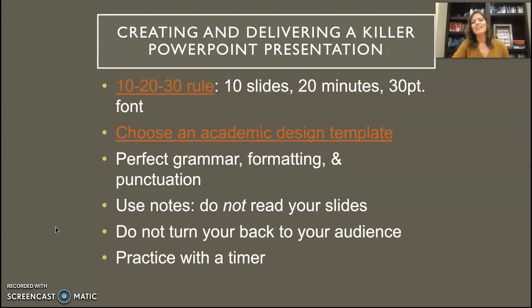Practice with a timer, especially so that you know how much time you're allotting to each portion of your presentation. Remember, you don't want to gloss over this stuff in the beginning, but you don't want to spend a ton of time there. Once you get to your methodology, your findings, your conclusions, and recommendations, you really want to spend the bulk of your time there.